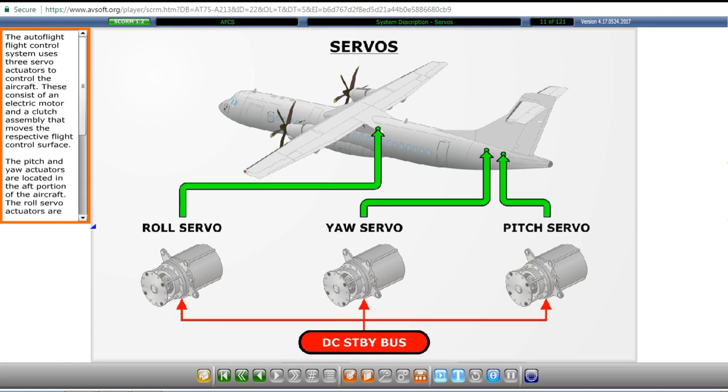The autoflight control system uses three servo actuators to control the aircraft. These consist of an electric motor and a clutch assembly that moves the respective flight control surface. The pitch and yaw actuators are located in the aft portion of the aircraft. The roll servo actuator is located on the aft side of the wing box. The control for the servos is powered by the DC standby bus.